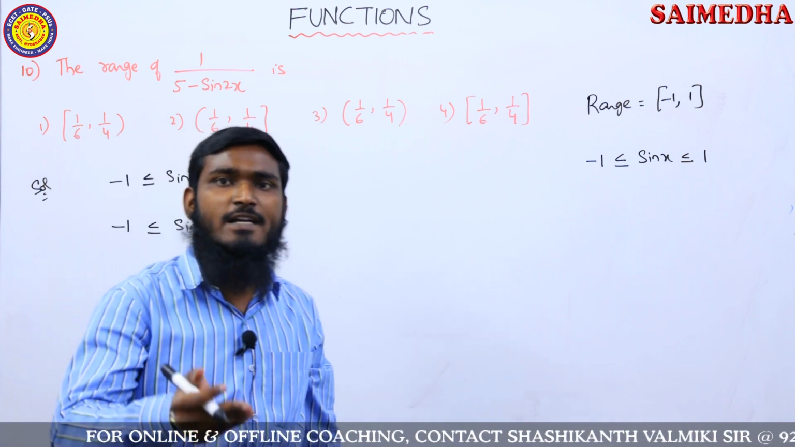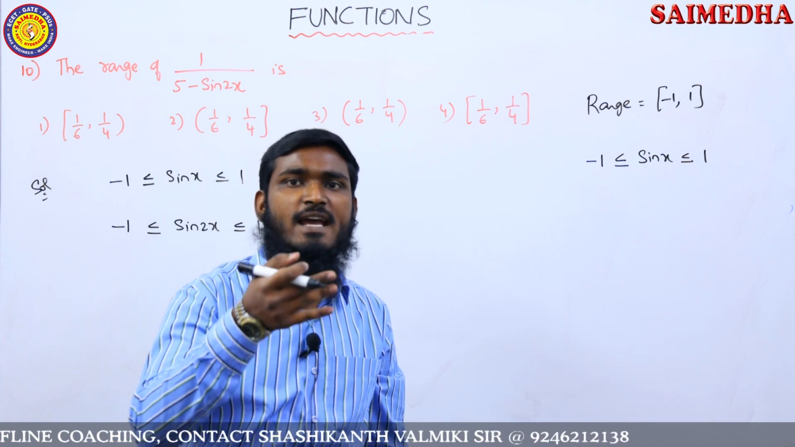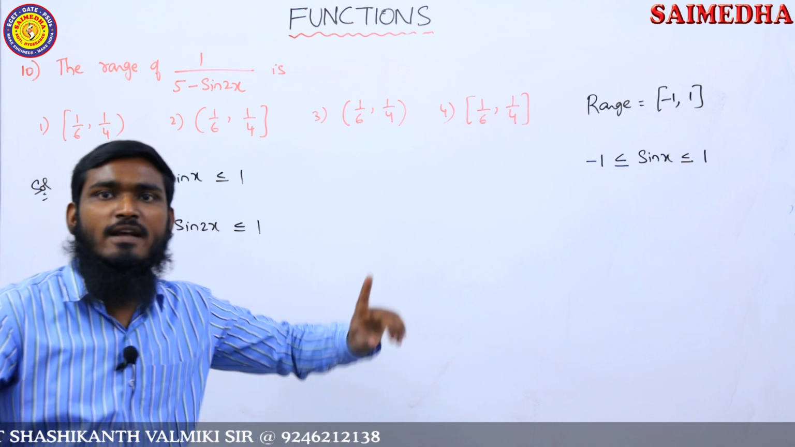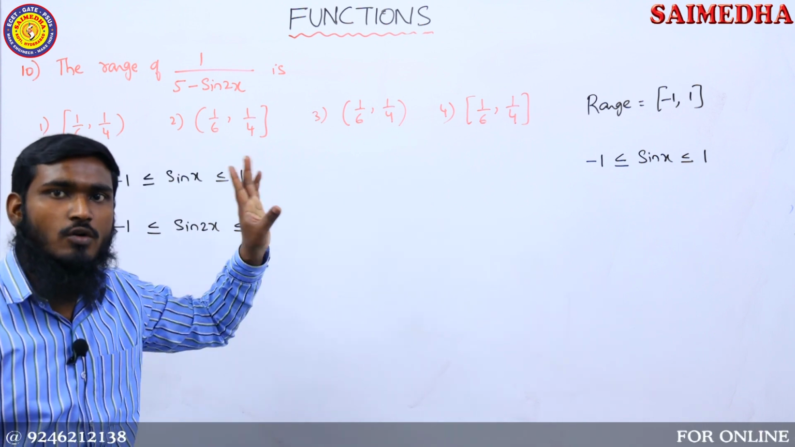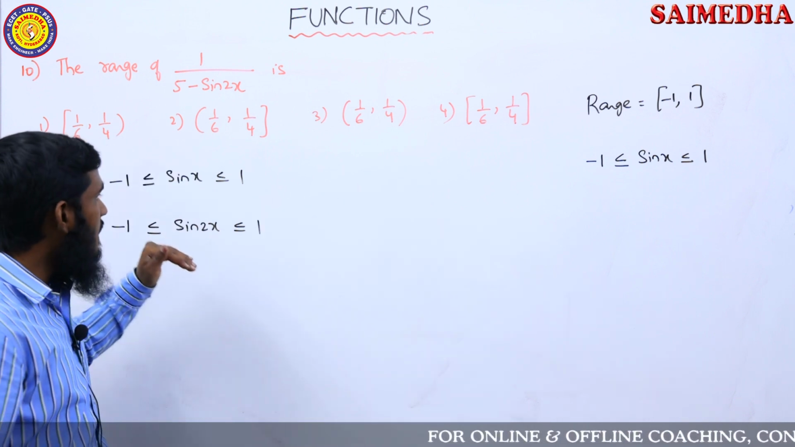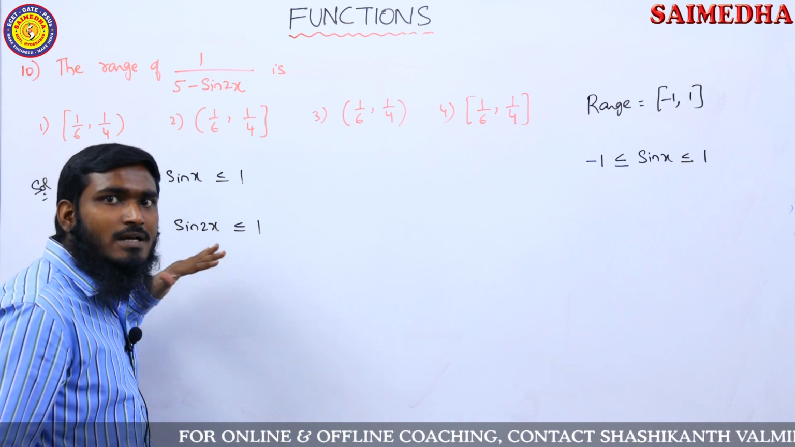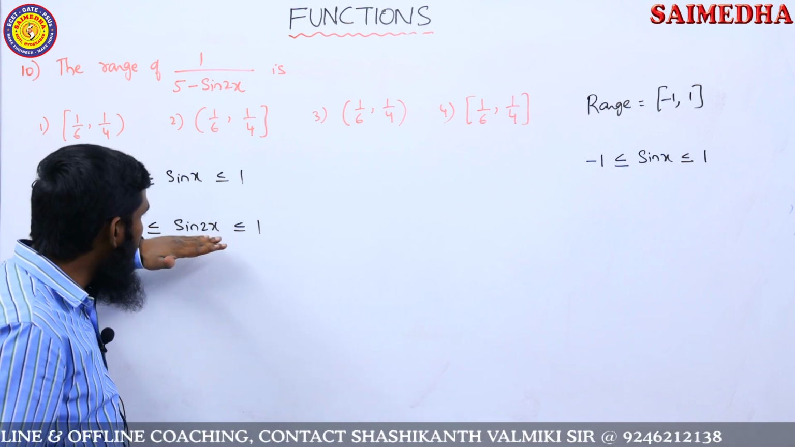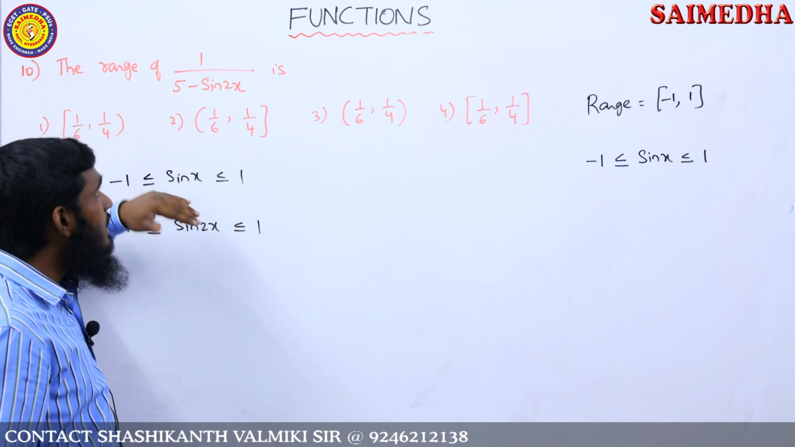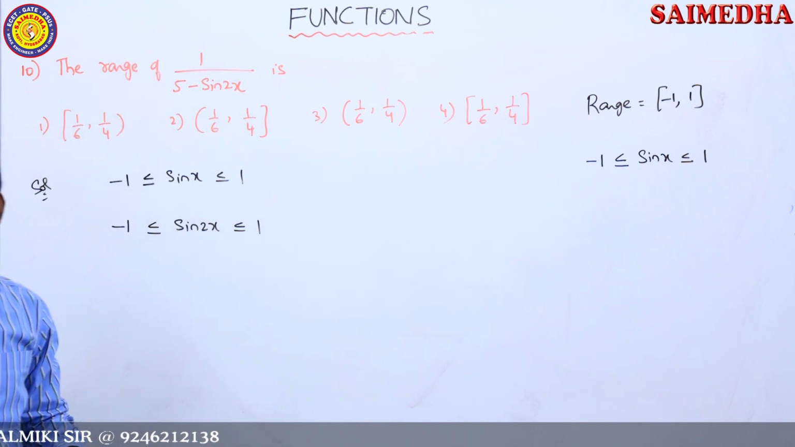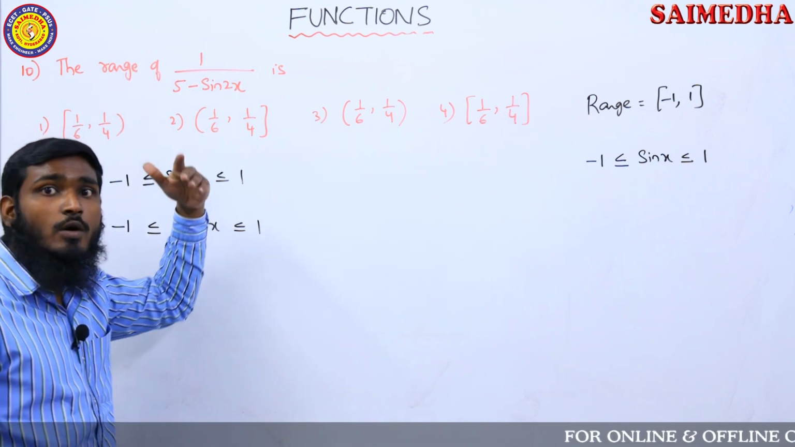So if you are taking sin 2x, sin 3x, sin 5x, sin 7x, sin 9x also, the range will be the same, minus 1 to plus 1. Okay. Now what we have to do, after this part, step by step, slowly we have to convert this part into our question.